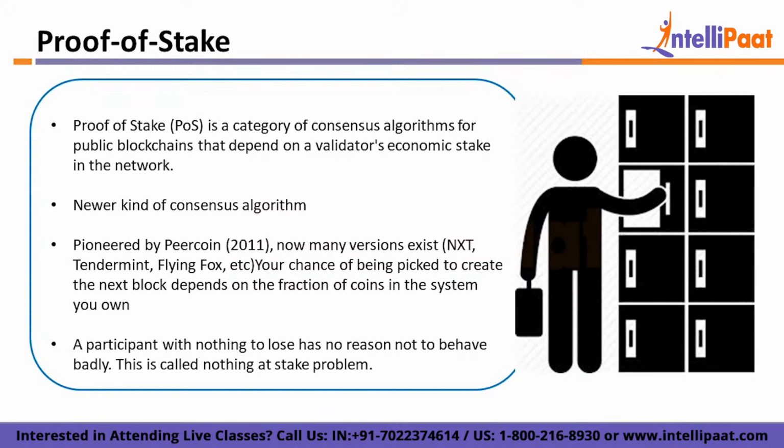Now, the other consensus mechanism that we can use inside blockchain is proof of stake. Proof of stake, like proof of work, is a category of consensus algorithm for public blockchains that depends on a validator's economic stake in the network. It is a newer kind of consensus algorithm, introduced considering the drawbacks of proof of work, where energy consumption and time consumption were very high. In order to succeed and become a winning block, the participating validators have to invest a huge amount of energy as part of solving complicated problems.